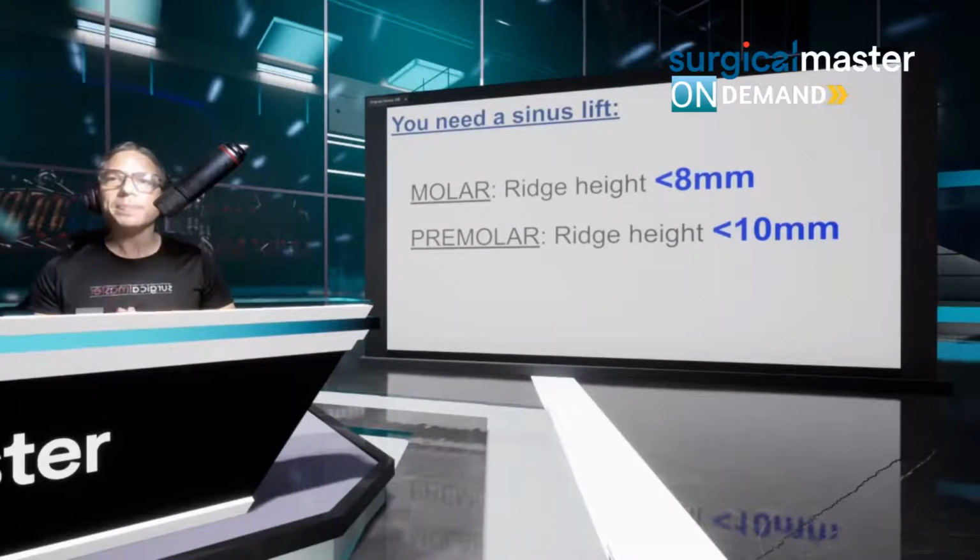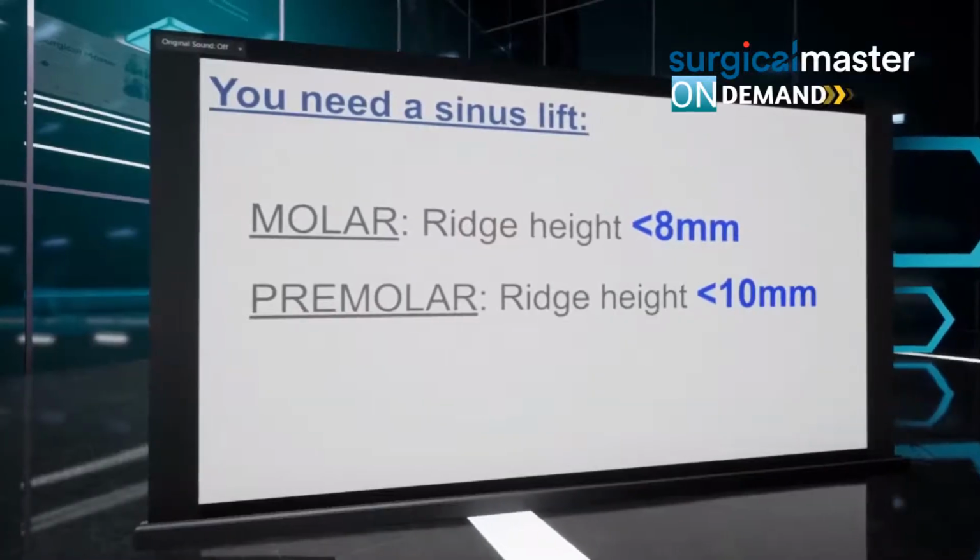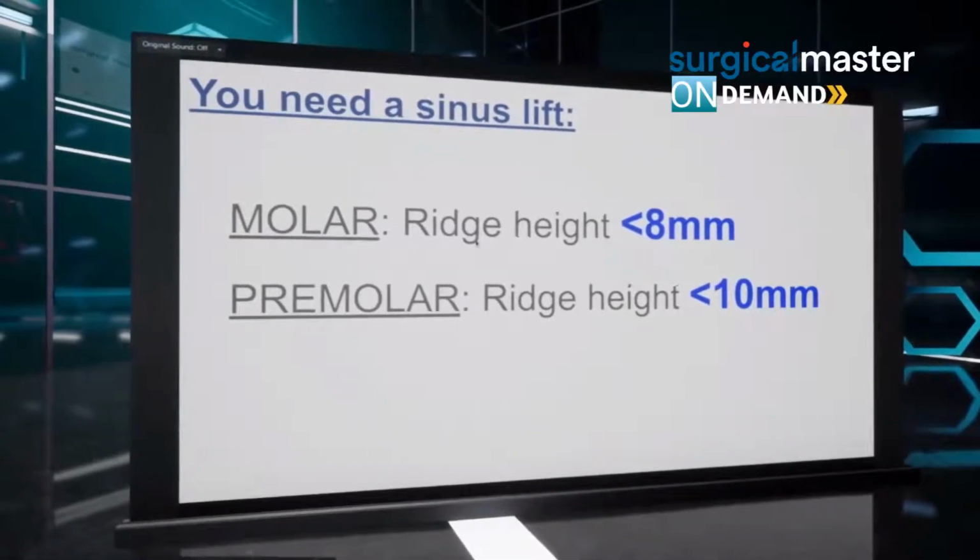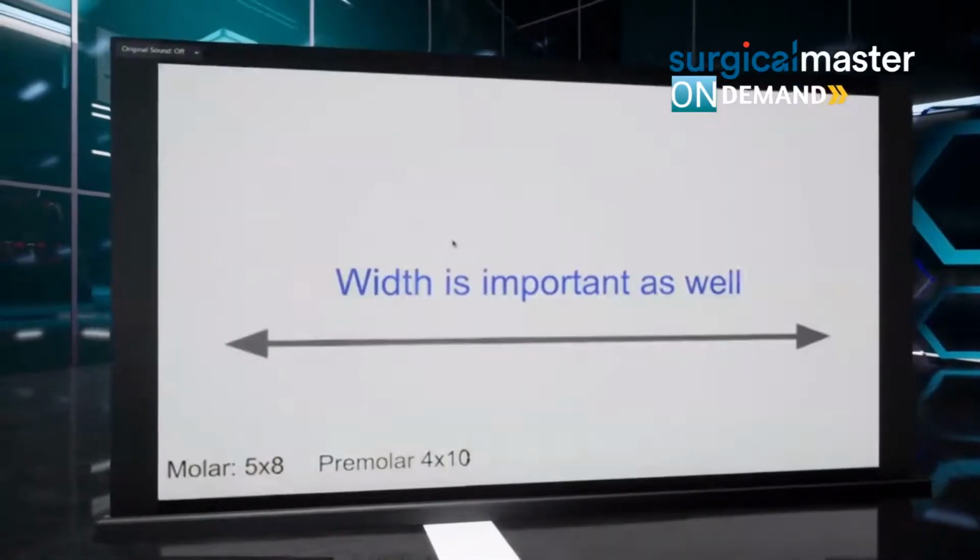But in general, for a molar, you need to have a ridge height of at least 8 millimeters to place an implant. Got less, you need a sinus lift. For a premolar, you need to have at least 10. You got less, you need a sinus lift.